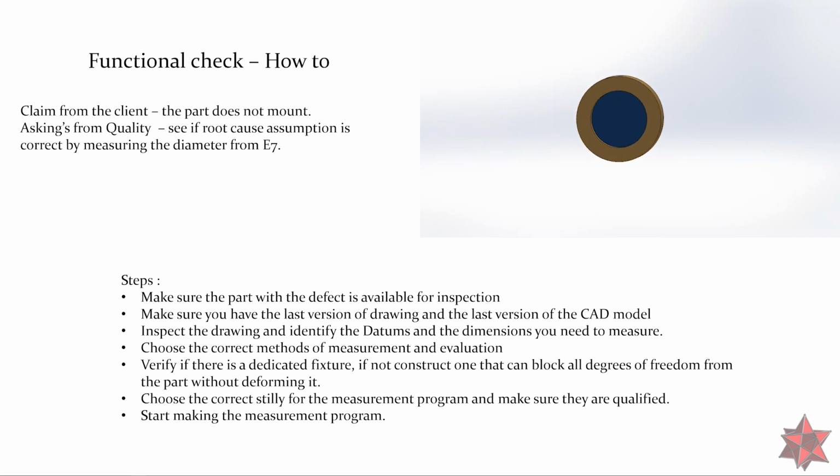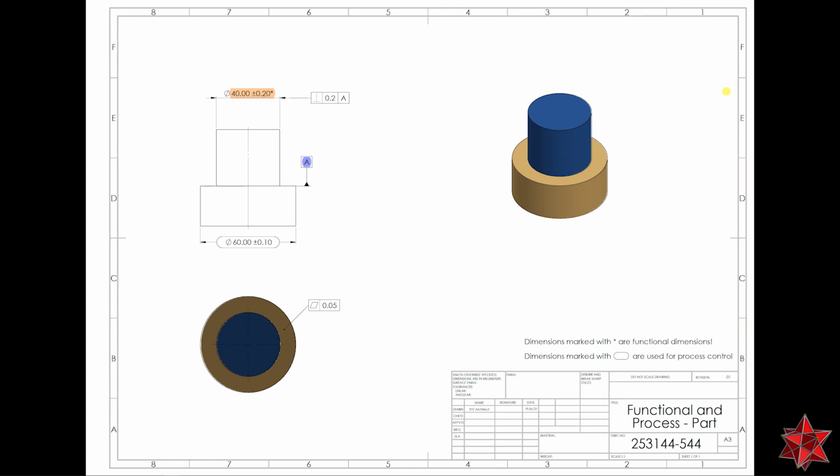Okay, so in our case, this is our drawing for the part. As you see here, I've identified the datums from the drawing. There is only one datum. That means that I can do whatever I want with the alignment as long as the primary datum is A. And I've identified the dimension that needs to be measured.